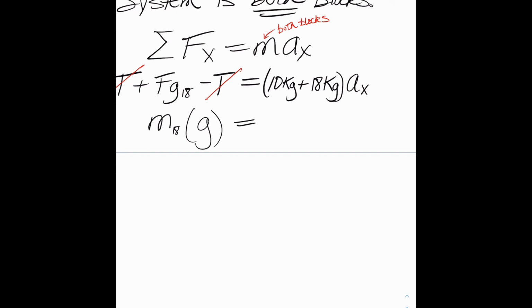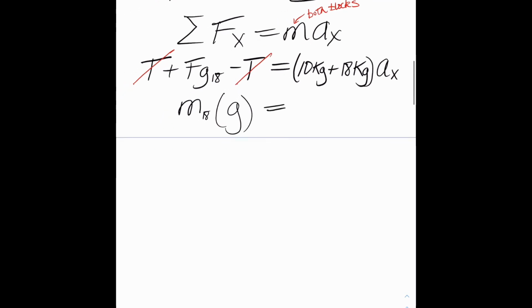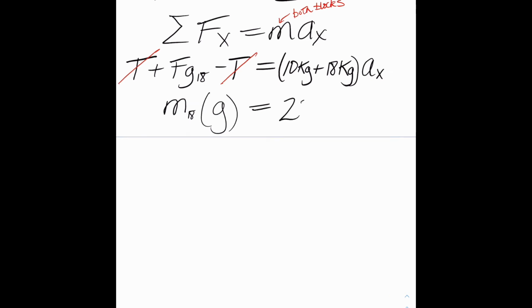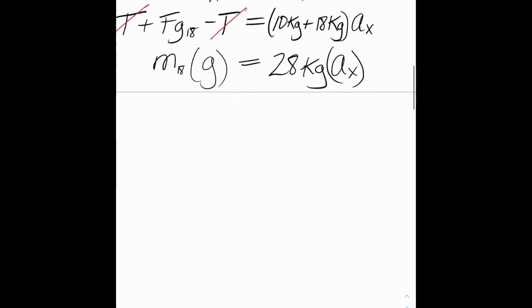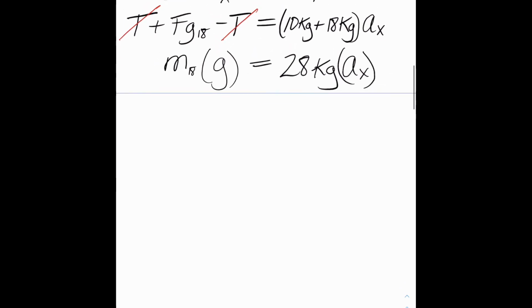So this is tricky, right? Because one mass on the left side is 18, and the mass on the right side is 10 plus 18. So it's already starting to get a little difficult. Those little mistakes, if you make them, can make or break the problem. So let's go ahead and plug in some numbers on the left. So we know this is 18 kilograms. We know this is baby g, which is 9.81.